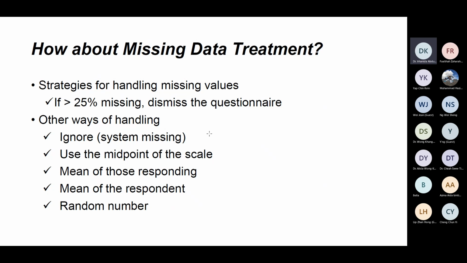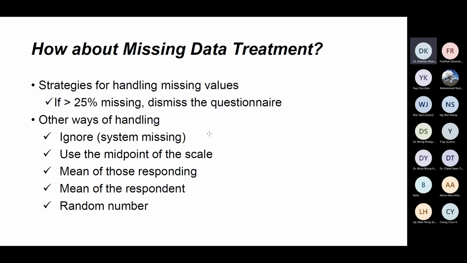We have many questionnaires, right? Maybe 100 questionnaires. But in one single questionnaire, if more than 25% of the questions the respondent did not answer, ignore the questionnaire and put it aside. Other ways of handling it, other than ignoring it, are to mark it as system missing, or use the midpoint of the scale or the mean of those responding.